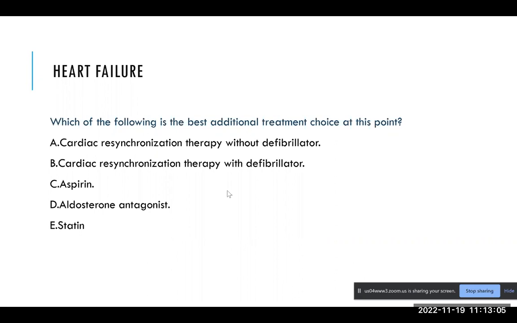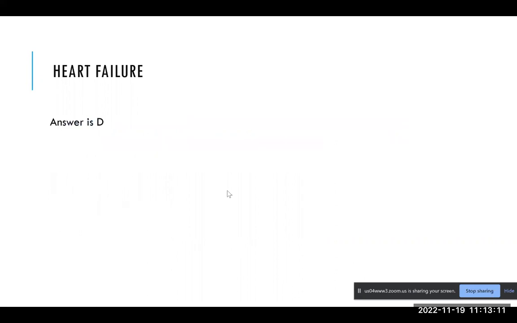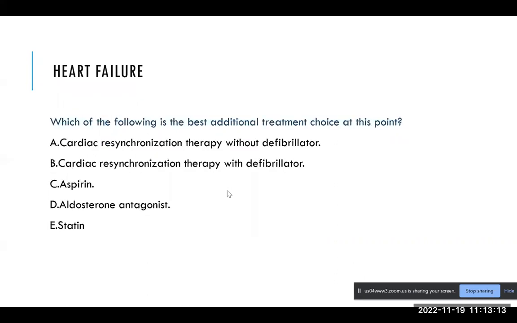Do you still want to see the stem of the question? D, aldosterone antagonist. Excellent. So basically, aspirin and statin are out because this is not coronary heart disease. C and E, CRT with defibrillator or without defibrillator, you cannot do this unless you are on optimal medical therapy. So optimal medical therapy first, then device therapy.